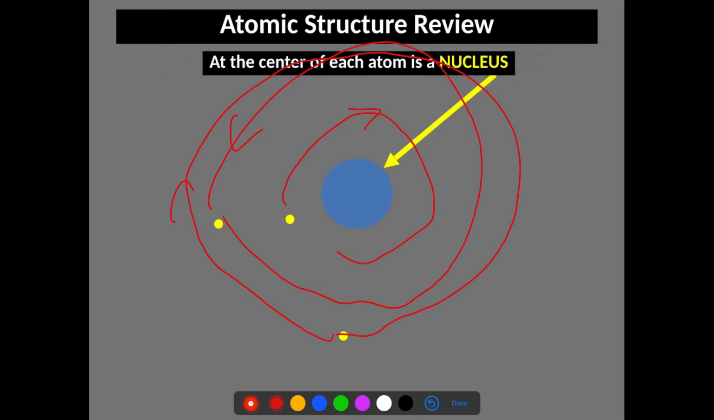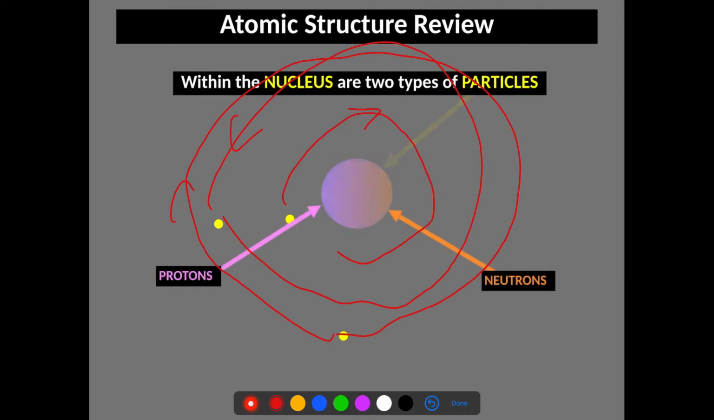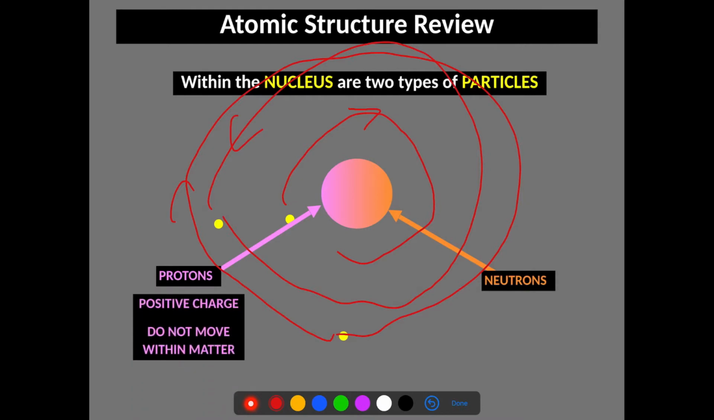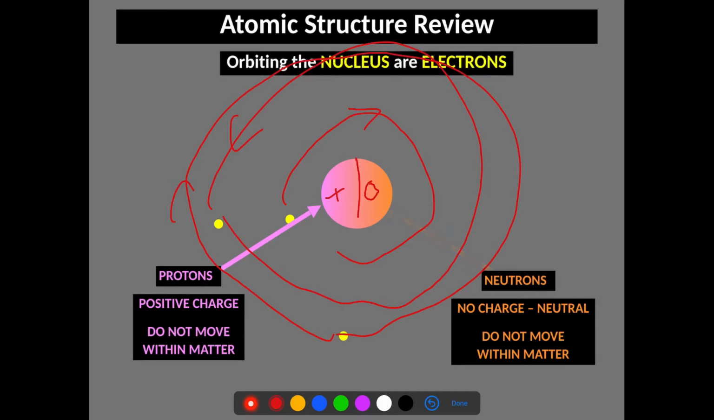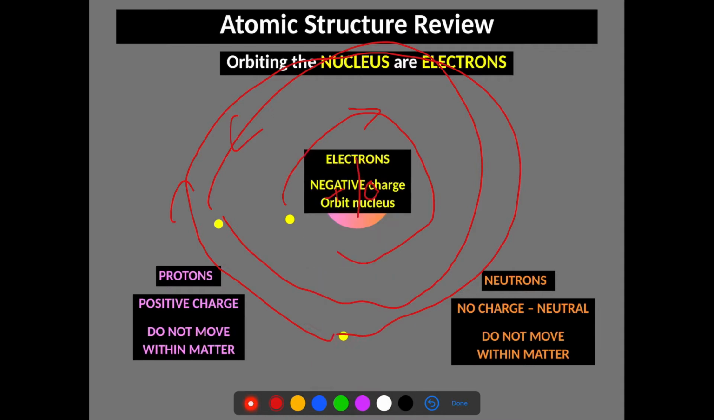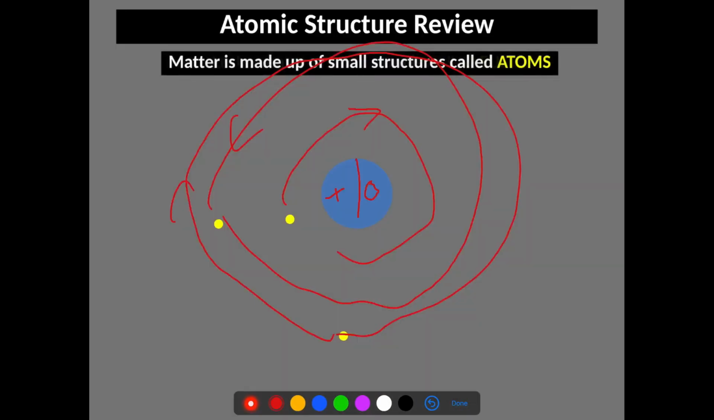Matter is made up of small structures called atoms, and at the center of each atom is a nucleus. Within the nucleus there are protons and neutrons, and they are so tightly packed in there. Very important: protons are positive, and neutrons have no electric charge at all. And the thing is, protons and neutrons never move. I'm going to keep repeating this. Orbiting around the nucleus are the electrons. You probably have heard that before.